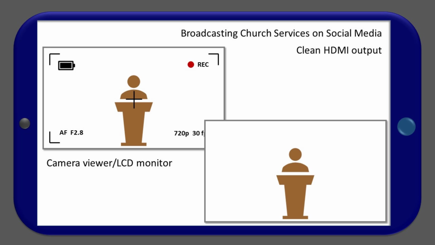When you look at your camera viewfinder or monitor, you see shooting information such as resolution, frame rate, recording status, etc. A clean HDMI feed or output only contains the video signal, no information.